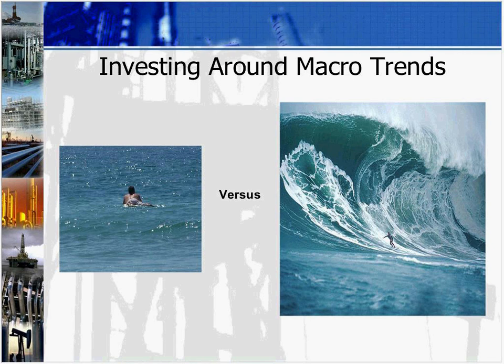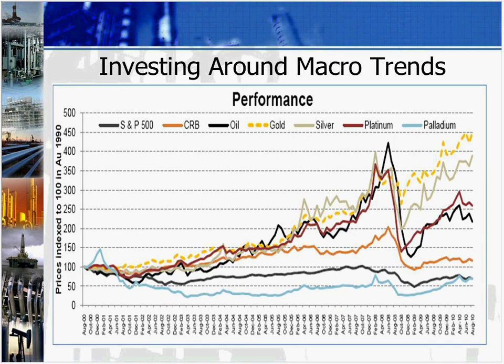If you're sailing or surfing, you want to be sailing with the wind at your back, or surfing with a wave at your back. So you really want to be investing in the areas that are going to be macroeconomically outperforming. So our theory is essentially that commodities are going to outperform.